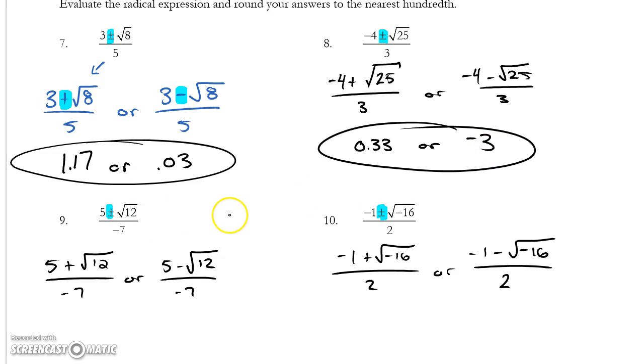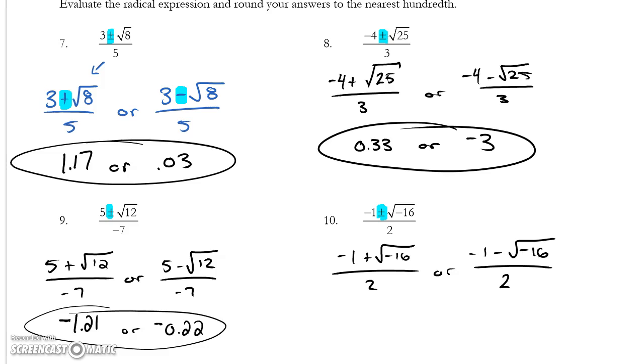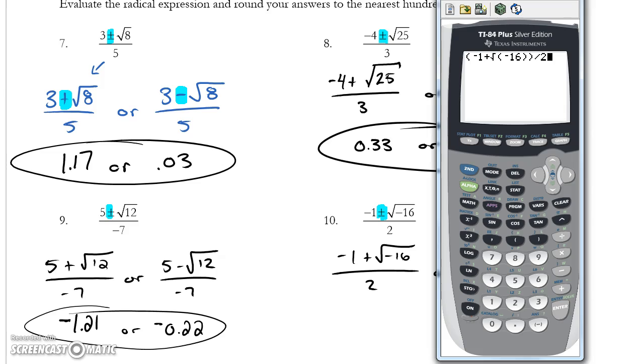For 9 and 10, I have gone through and listed our 2 possible problems. You have to make sure that you've done these correct and then double check your work in your calculator. So for number 9, we should get -1.21 or -0.22 when we round accurately. But number 10, I'm guessing you guys might have got stuck on a little bit. I've typed mine into the calculator already. My -1 plus square root of -16 divided by 2. I have my parentheses around my numerator.